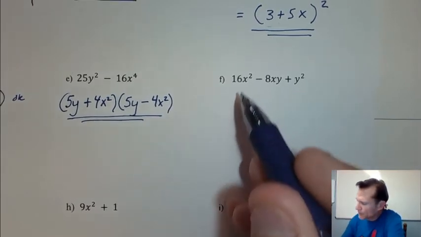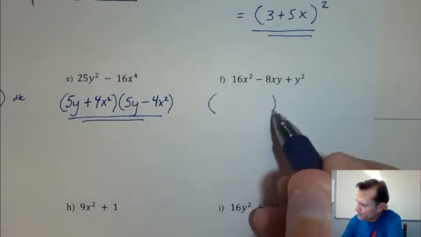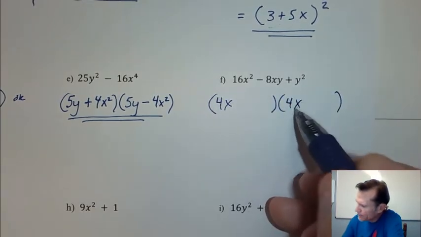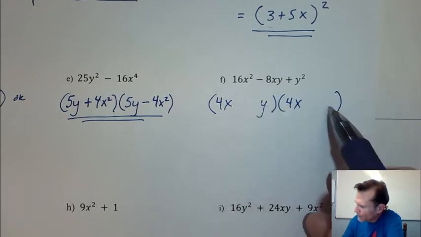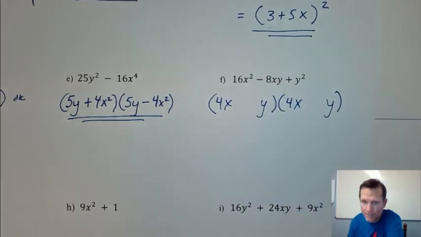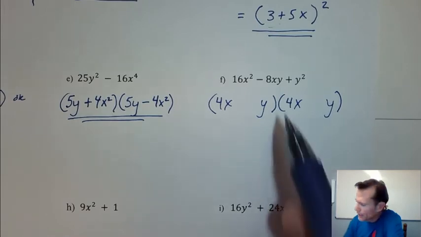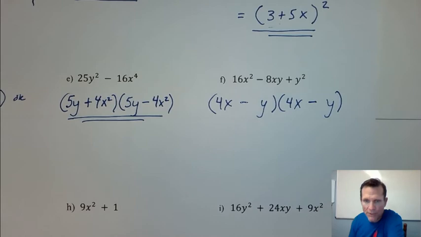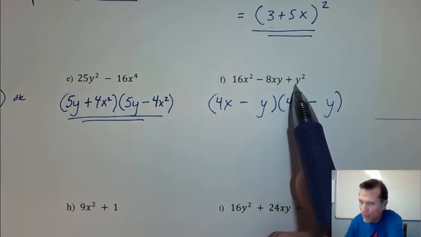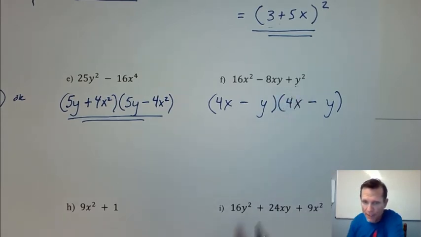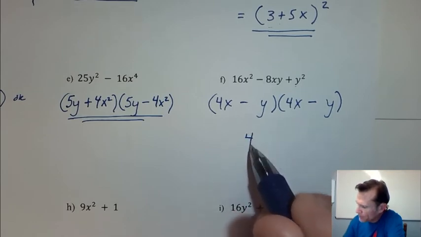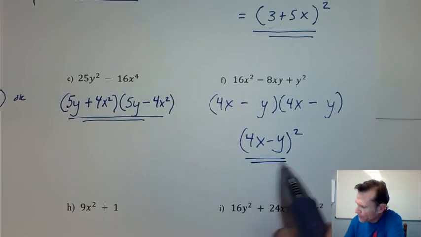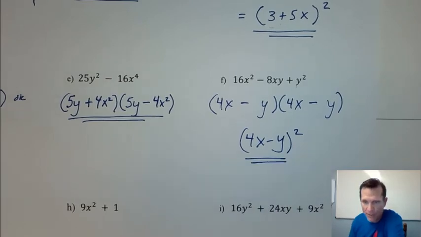I see a special number, the 16, so I'm going to try 4x and 4x, and then I'm going to try y and y to get my y squared. And then I got to introduce some negatives into the problem, so I'm going to put a double negative here so I can continue to get this positive y squared here. And you can see why this would fall into special factoring, because it can be a squared binomial if you want to write it out the fancy way.